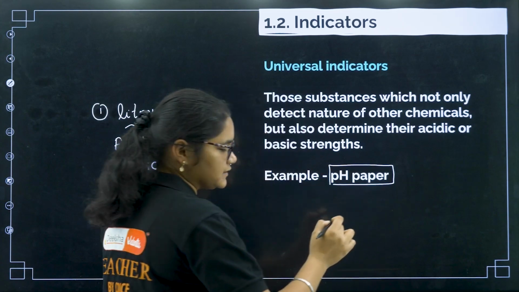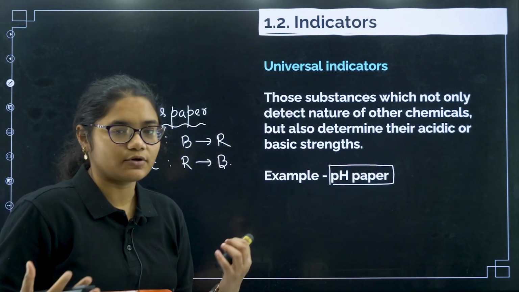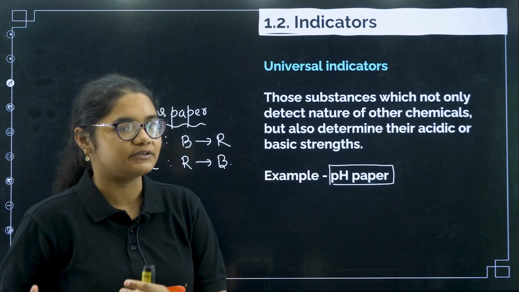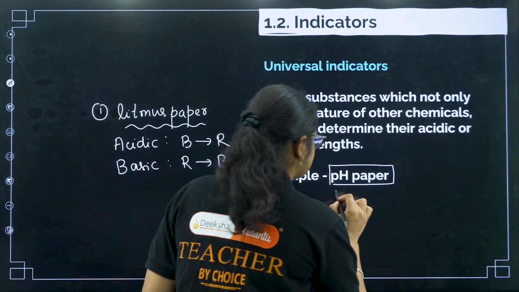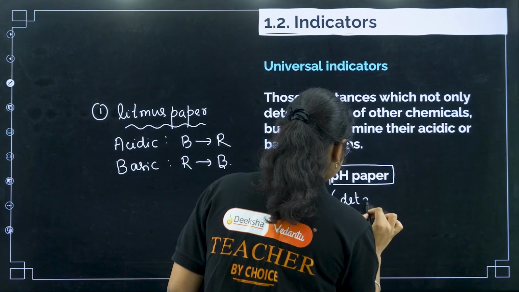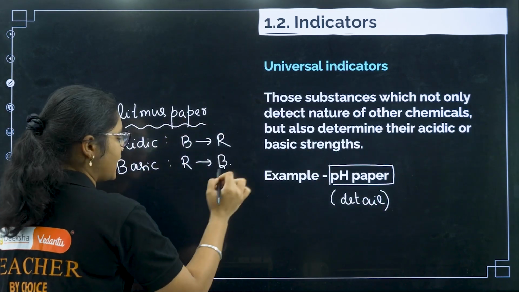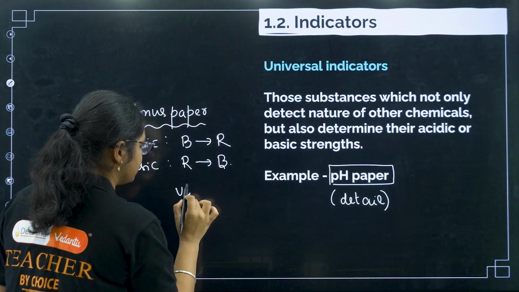There is also pH paper. I will discuss this when we discuss the strength of acids. So pH paper can also tell you about the acidity of the solution. I will discuss this in detail later. Now this is something which you can identify by vision, by seeing it.